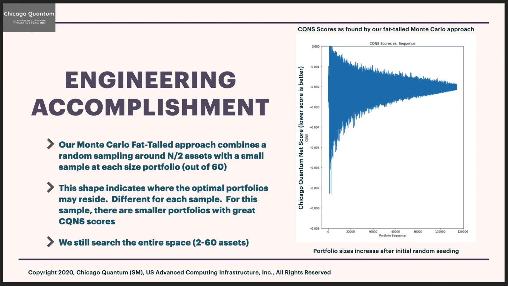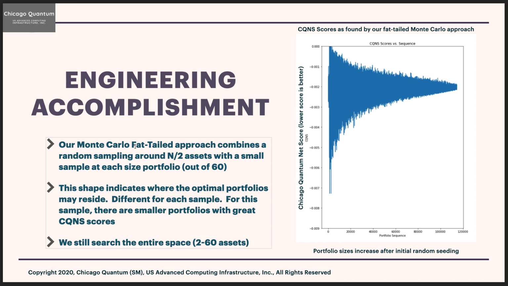The other thing we do is we've come up with a new way to random sample. So a Monte Carlo is just, hey, roll the dice, right? Let's test. Fat-tailed says, I want many, many more tests outside of the n over 2, so outside of 20 to 40 assets. I want Monte Carlo to find me answers in 2 assets and 3 assets and 4 assets. And I want him to find it in 57 assets and 58 assets and 59.